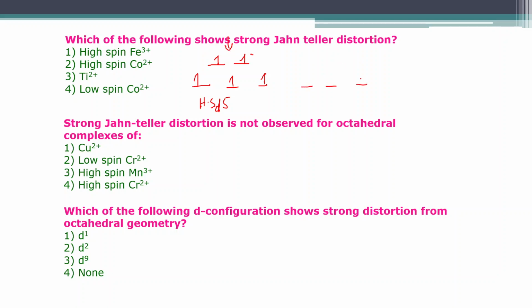And when it comes to cobalt 2 plus, we have said that cobalt 2 plus means D7. If it is high spin D7, the electrons are arranged in this manner. 5 electrons are arranged in the 5 orbitals, and the 6th and 7th come here. This configuration is showing Jahn-Teller, and we need strong Jahn-Teller. Remember, this one has an unsymmetrical arrangement in T2G. So weak Jahn-Teller will be seen here. We have titanium 2 plus, which is a D2 configuration.